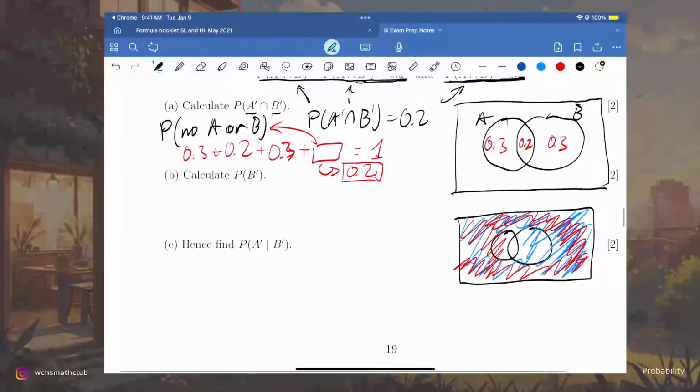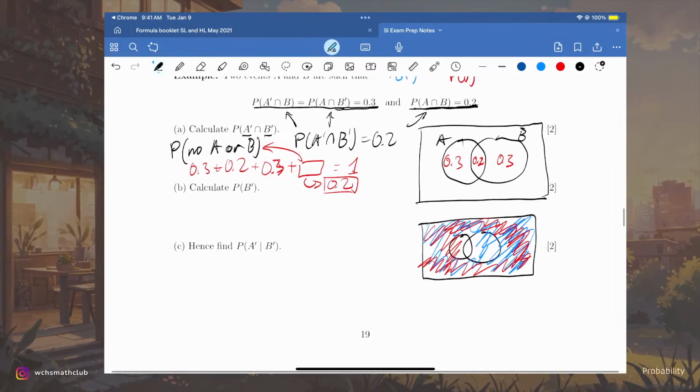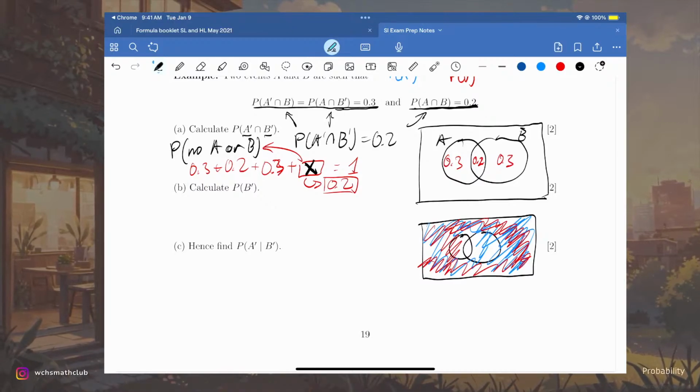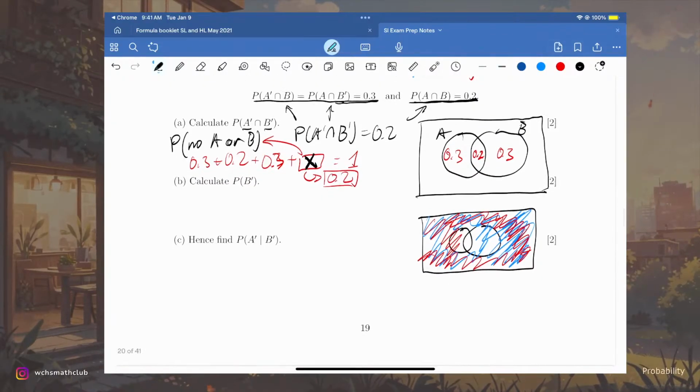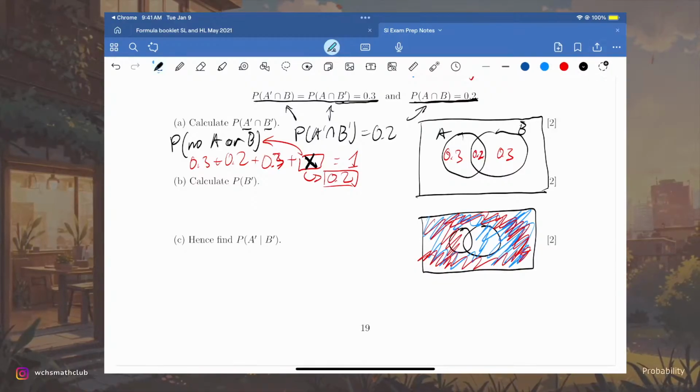So if I were doing this on an actual IB exam, I'd start with drawing out the picture and then stating what each of these quantities mean. And then the last part, I'd set a variable for this, let's say X, and then solve for X, and then I'd write down my solution. It's just that easy. So next part, calculate B prime.